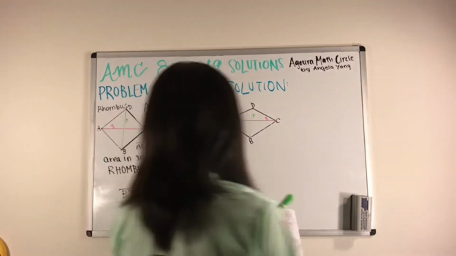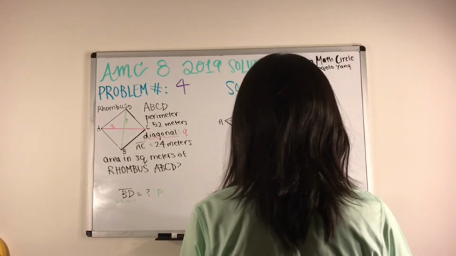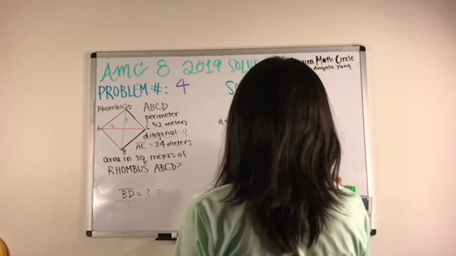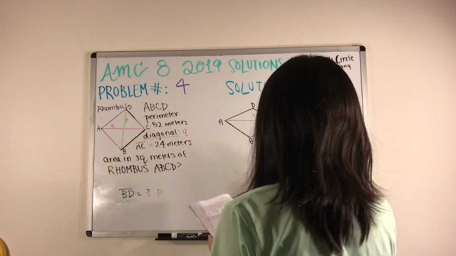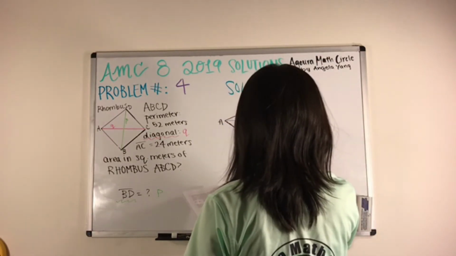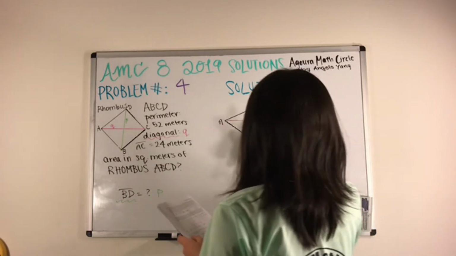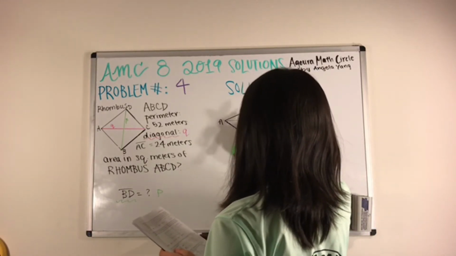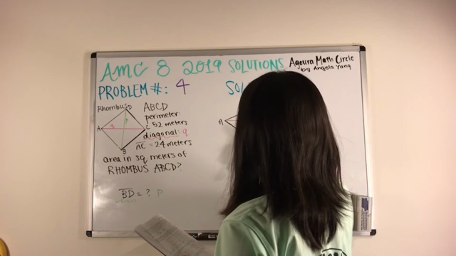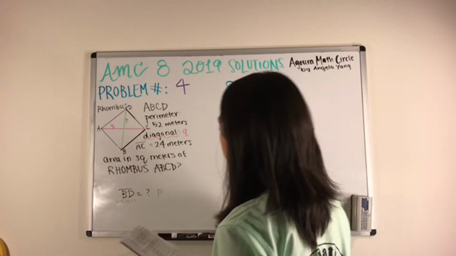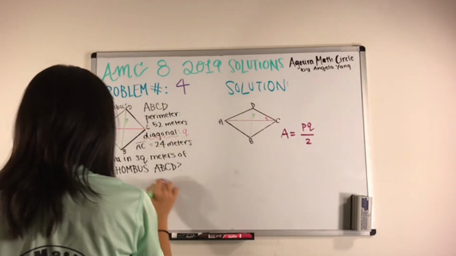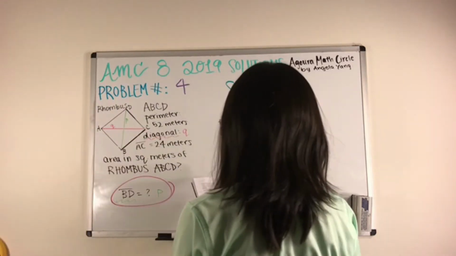So if you know about geometry, you should know some of the basic equations. One of them being the area of a rhombus, which is area equals PQ over 2. Q is the diagonal, which is AC in this case, and P is the other diagonal, which is BD. So we need to find out what BD is. That's what we're trying to find right now.